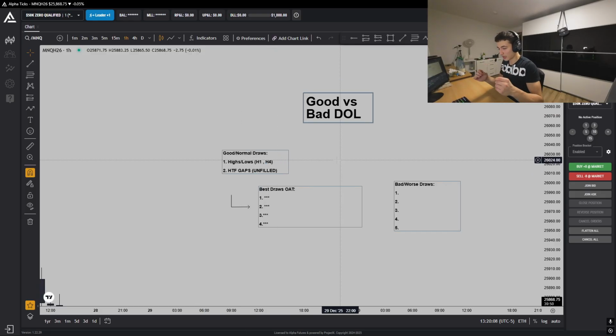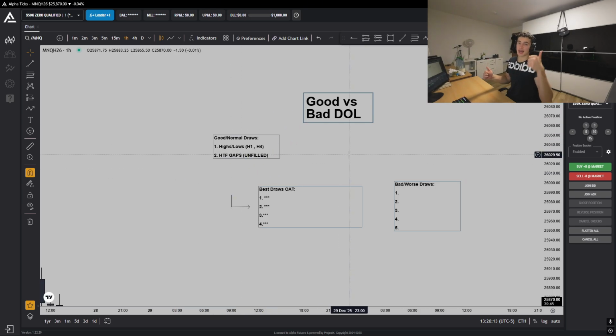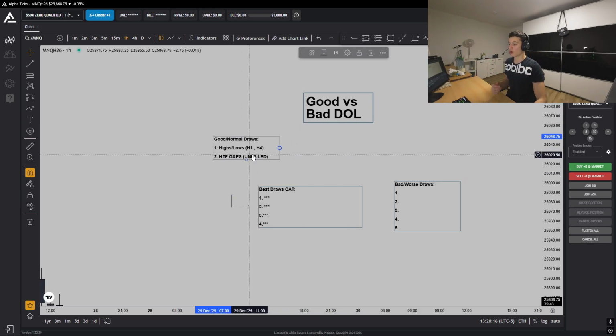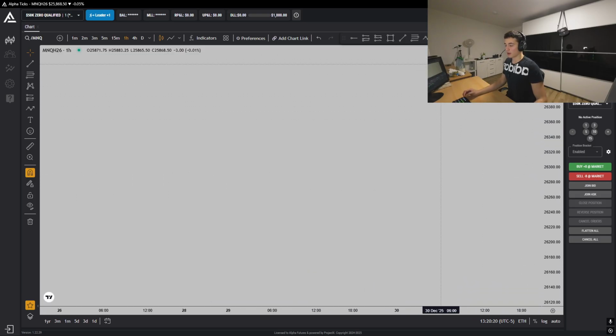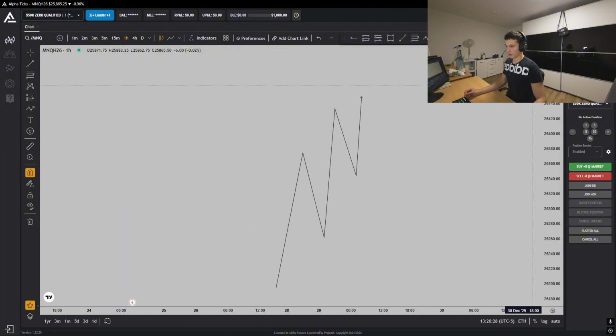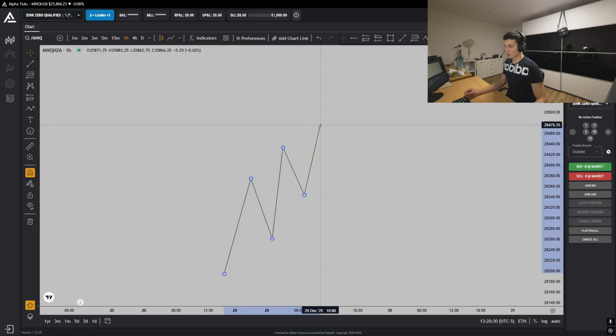Most of the time, I'm looking for those draws right here. Normal highs and lows on the 1 hour or the 4 hour, or unfilled higher time frame gaps. Because why? On a higher time frame, like every single time frame, market moves like this. Let's say we're in an uptrend, boom, boom. Okay, wait, let me make it a little bigger. Boom, something like this, right?